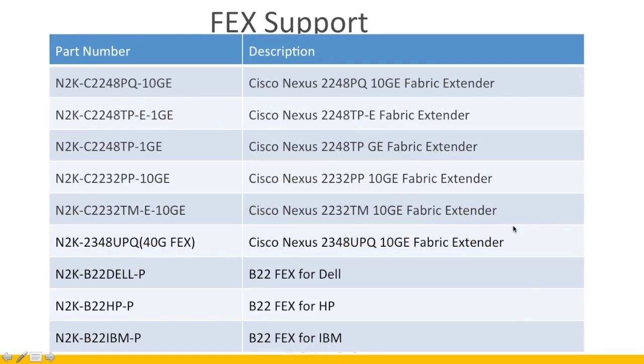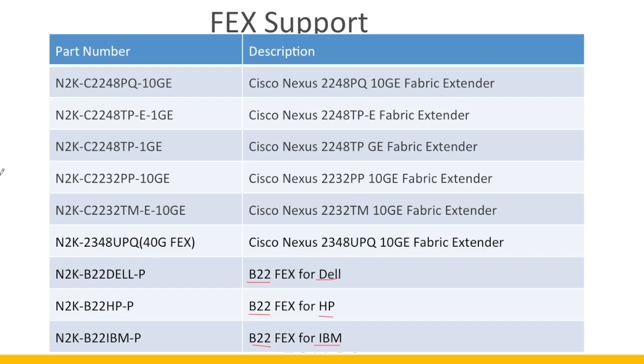FEXs are also supported in ACI. They're supported in NX-OS mode as well on the 9000s, and they're also supported in ACI mode. There's a number of different models that are supported. I think there's actually a few more than what you see here, and they're adding some all the time, so do check with cisco.com to see what the latest compatibility matrix is. So it supports a variety of 1 gig and 10 gig, and I think it even supports some 40 gig FEXs now, as well as the B22. These are for the blade systems, so the blade system for Dell, blade system for HP, blade system for IBM, so it supports those FEXs as well.